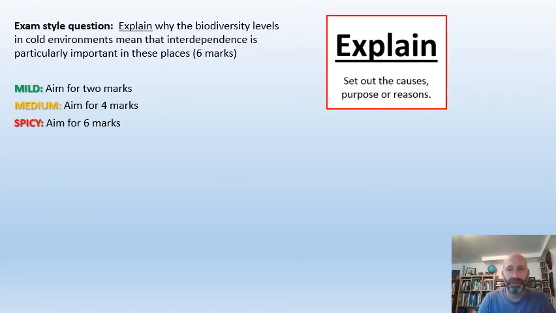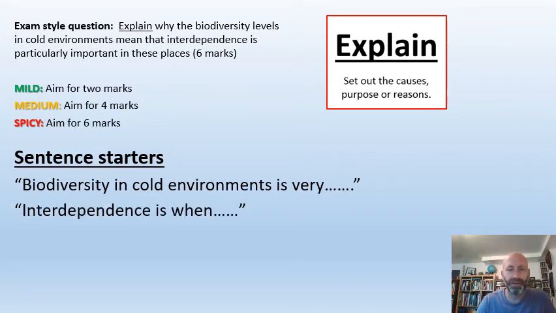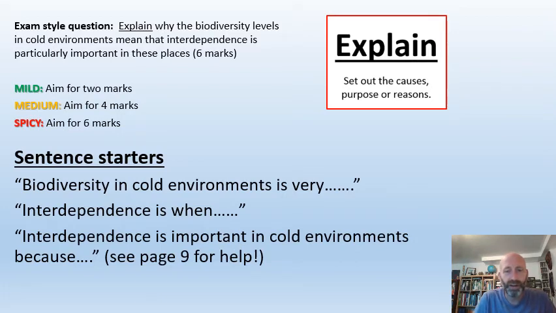So I want you to think about this question. Explain why the biodiversity levels in cold environments mean that interdependence is particularly important in these places. So why is the low biodiversity in these areas means it's so important that there's interdependence between species? Okay, and these are some ideas here of how you might start answering that question. So think about the biodiversity, think about what interdependence is, and explain why the interdependence is so important in these places. More important maybe than in other environments where there's much higher biodiversity.